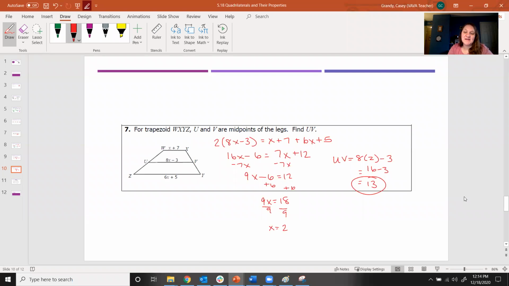All right, so you should have gotten x equals 2. Now when you plug that in, UV was 13. When you set up your equation, you set up 2 times 8x minus 3 equals x plus 7 plus 6x plus 5. And don't forget to combine your like terms, and don't forget to distribute that 2 to both parts inside the parentheses. If you did not get 2 or you did not get 13, please take a moment to pause and see if you can find your error. If you can't find your error, put a star next to this one so you know to ask for help during office hours.